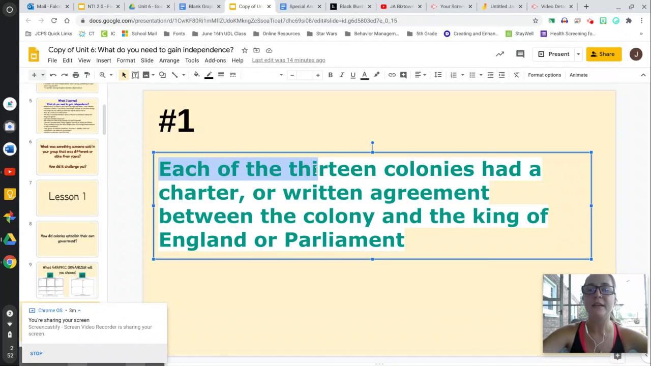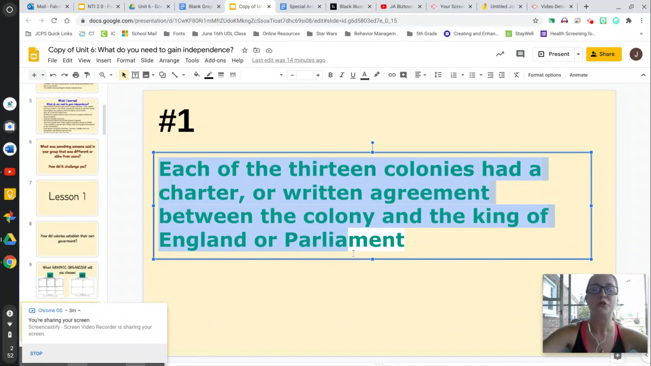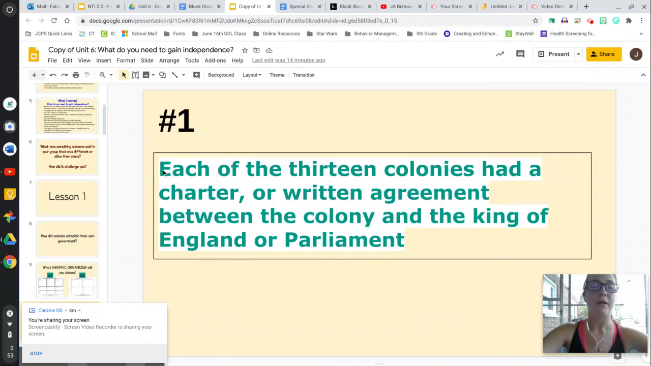Each of the 13 colonies had a charter or written agreement between the colony and the King of England or Parliament. All right, now remember, we need to read something 3 times. Everything we need to read 3 times, no matter what it is. Because the first time you read it, you're just reading it to figure out what the words are. So even as a grown-up, I didn't necessarily understand that fully. So I'm going to go back and read it a second time. All right, let's read it again.